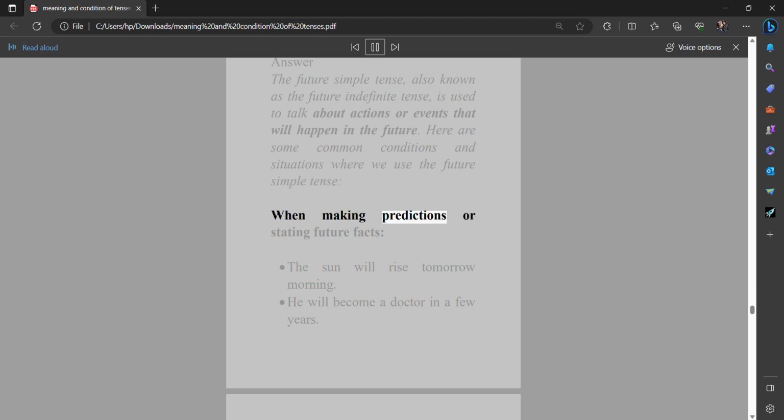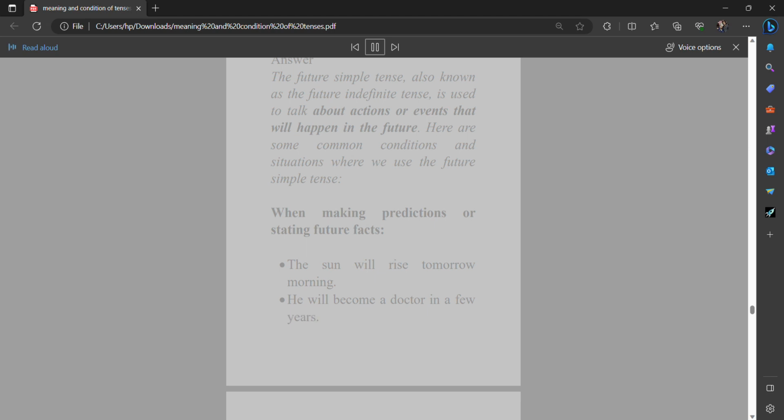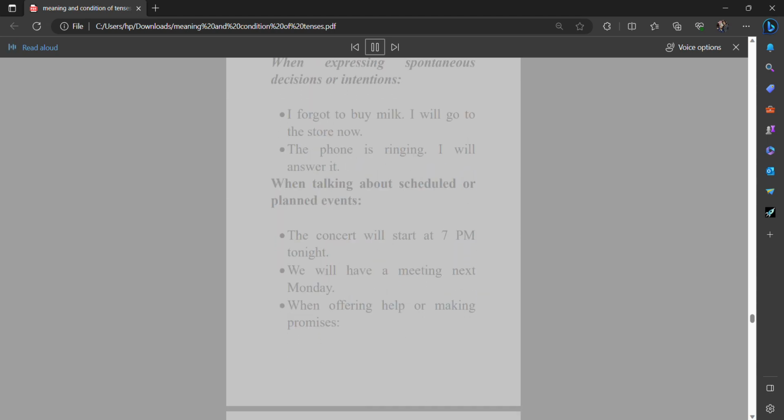When making predictions or stating future facts. The sun will rise tomorrow morning. He will become a doctor in a few years. When expressing spontaneous decisions or intentions. I forgot to buy milk. I will go to the store now. The phone is ringing. I will answer it.